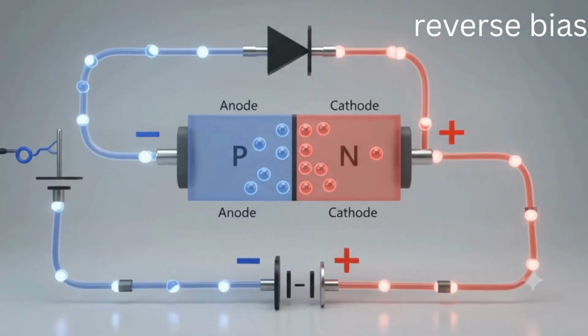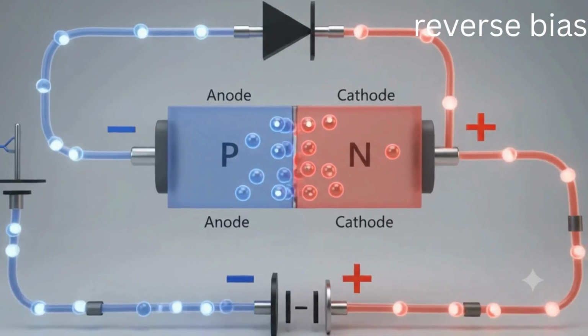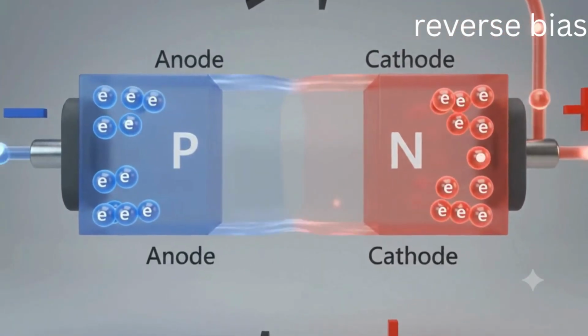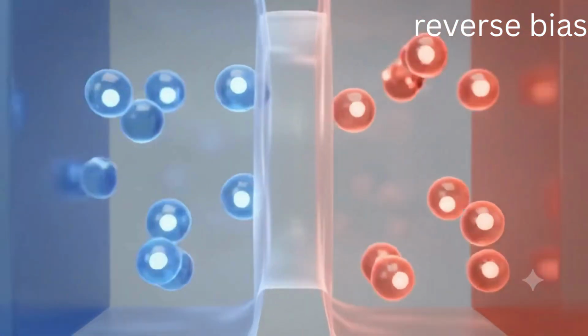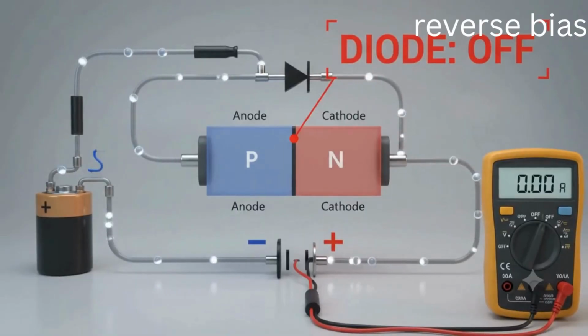When the anode is connected to the negative terminal and the cathode connects to the positive, the barrier increases, blocking current flow. The diode is now completely off.